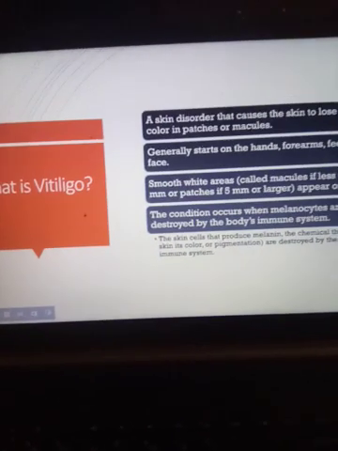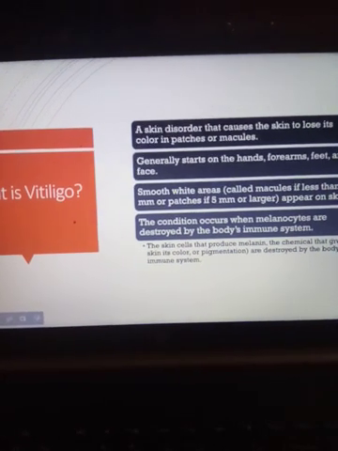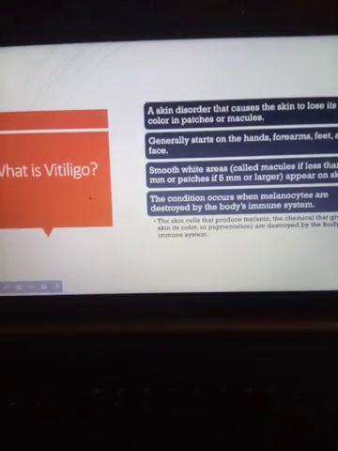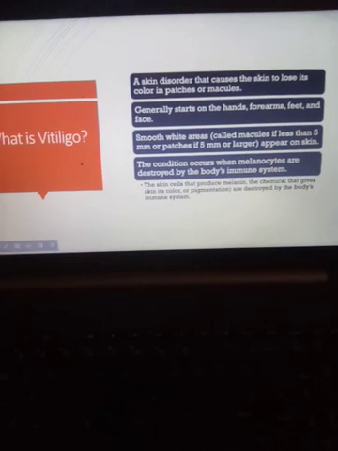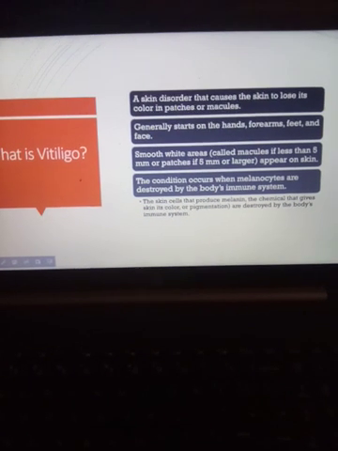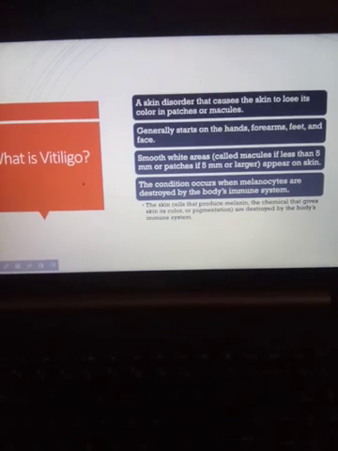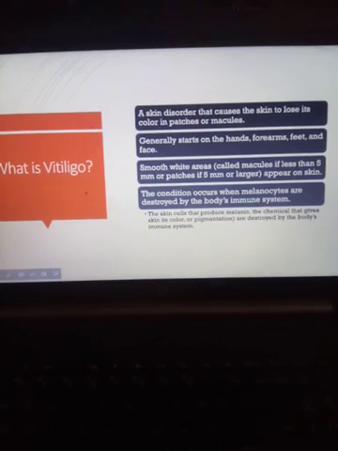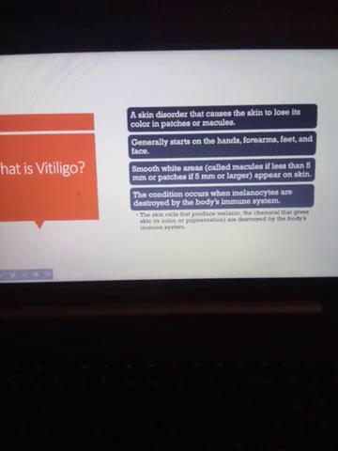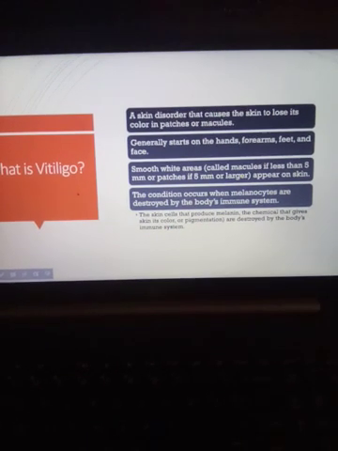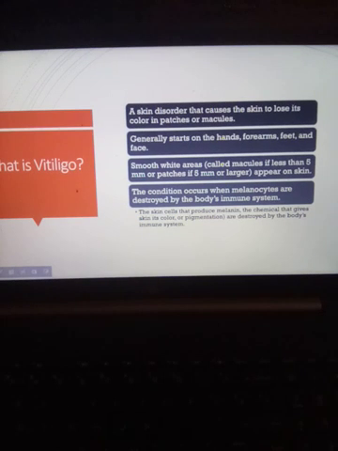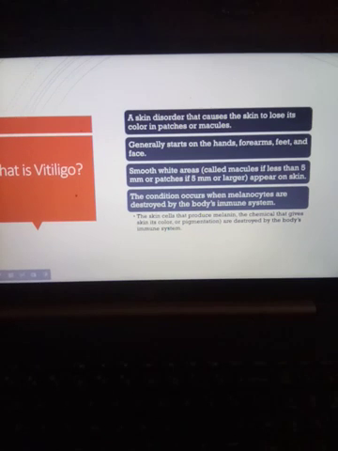Okay, what is vitiligo? It is a skin disorder that causes skin to lose its pigment in patches or macules. It generally starts on the hands, forearms, feet, and face, and has smooth white areas. If it's less than 5 millimeters, it's called a macule, and if it's larger than 5 millimeters, it is a patch.